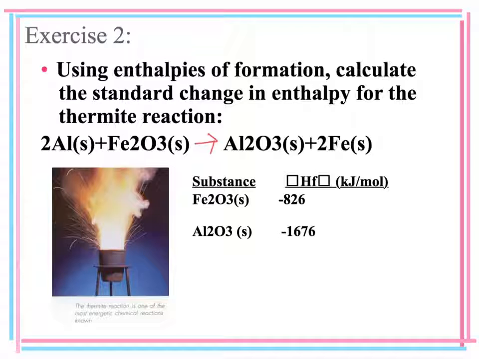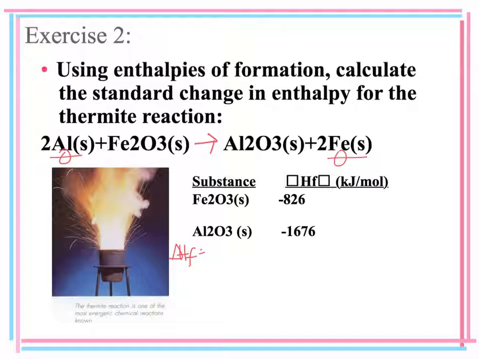which is thermite, which is very explosive, by the way, and there's a picture of it there. So the first thing I notice is that I've got 2 elements in my equation, and so I know that this value is going to be 0, and iron is also going to be 0. So when I go to plug those in, we'll just use a value of 0. So let's calculate our delta H formation of this stuff.